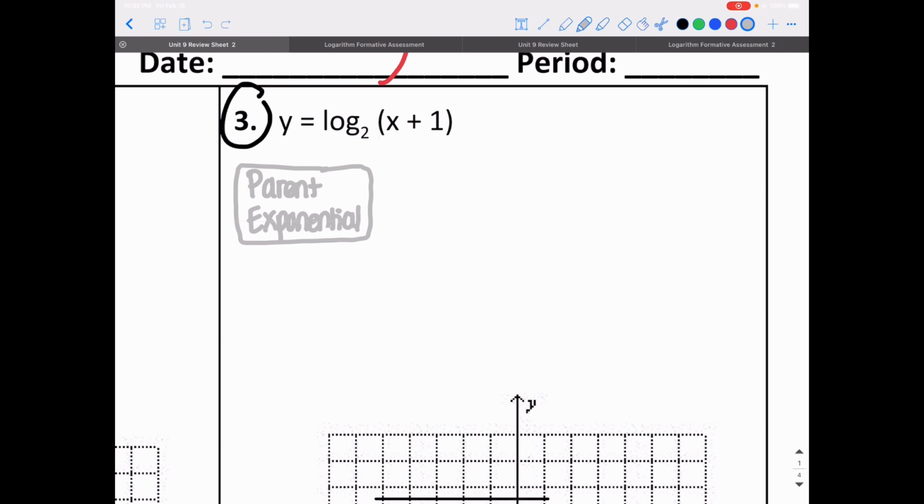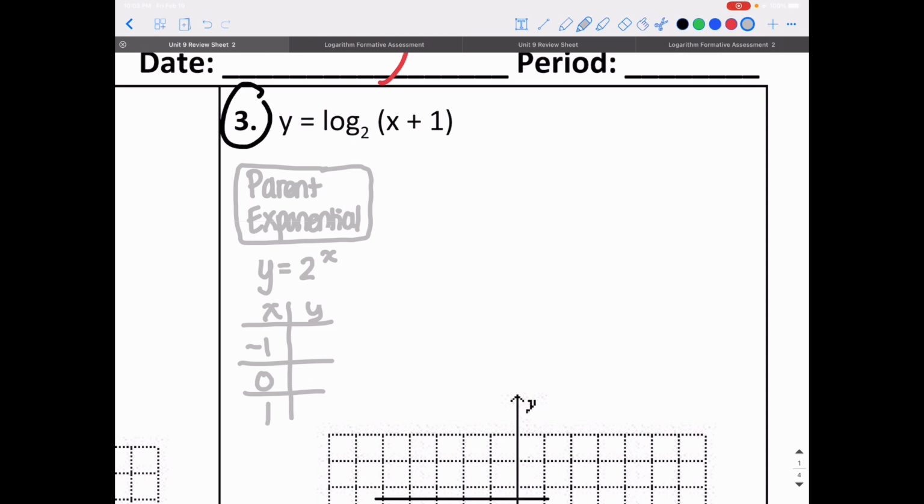So the base for this logarithm is 2. My parent exponential function is going to be y is equal to 2 to the x power. That's the most basic exponential function with a base of 2. For my table, I'm going to pick values -1, 0, and 1 for x, because those are the ones that I usually pick that are most definitely going to fit on my graph.